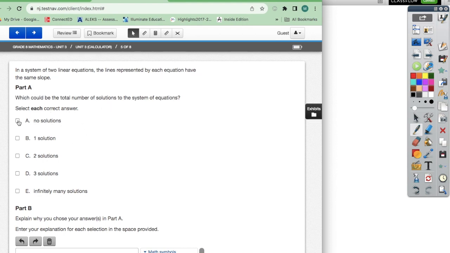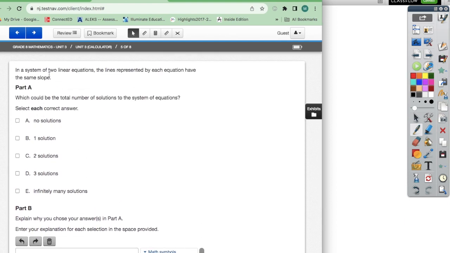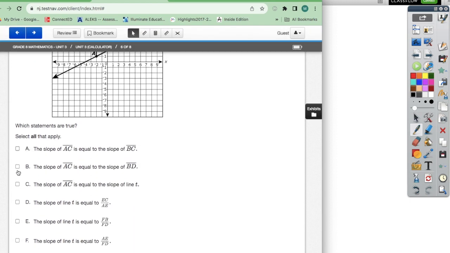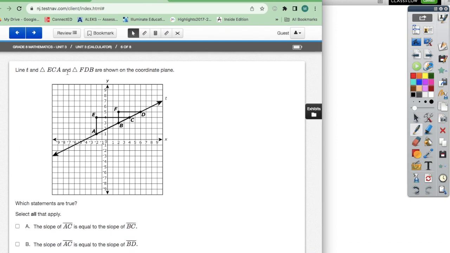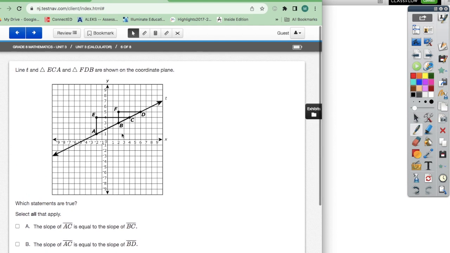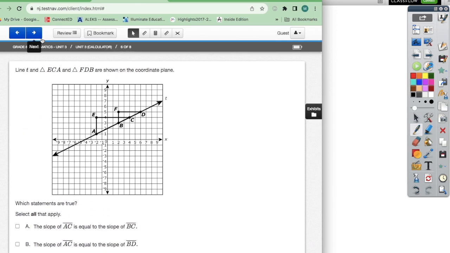Looking here, see these check boxes? This means I could have more than one answer here. And I have an explanation here. Okay, so I might want to save this one also with that written explanation. Here again, I have check boxes, and this is talking about something about the slope here. So we'll have to check that out. However, no written explanation. So number 6.